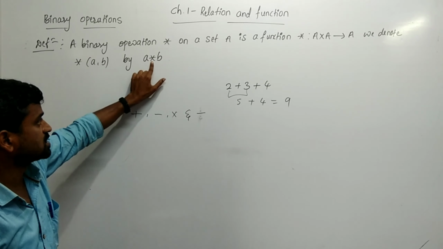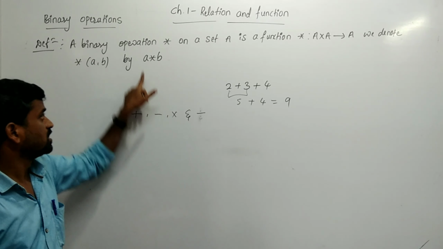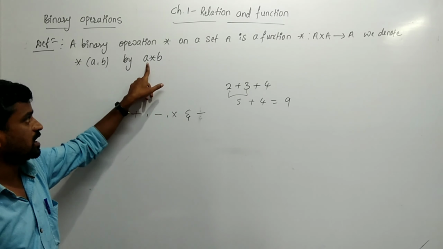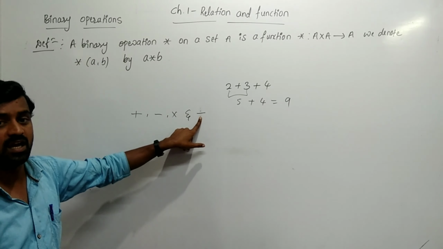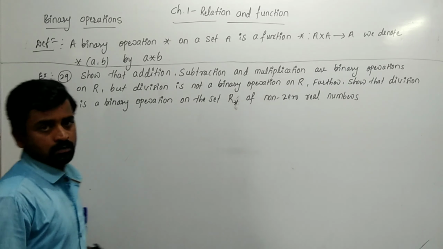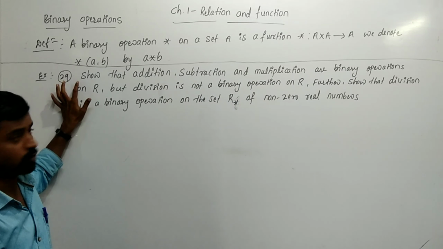The operation star depends on these operations: A plus B, or A minus B, or A into B, or A divide B. Okay, see example 29.